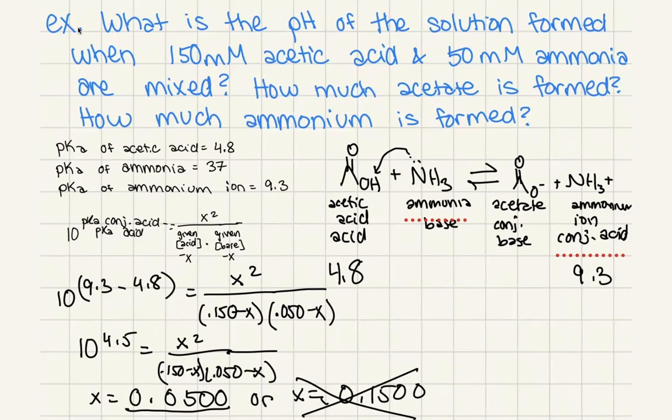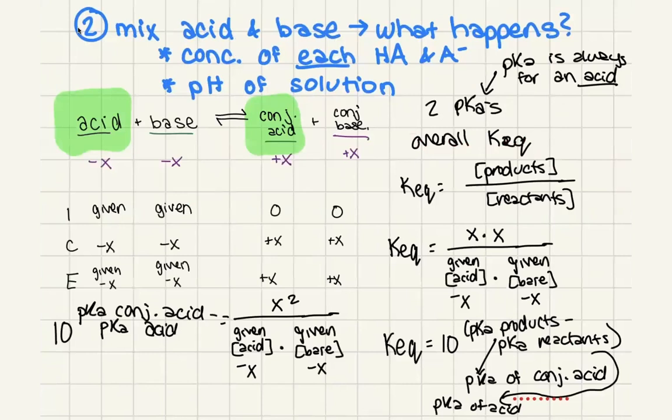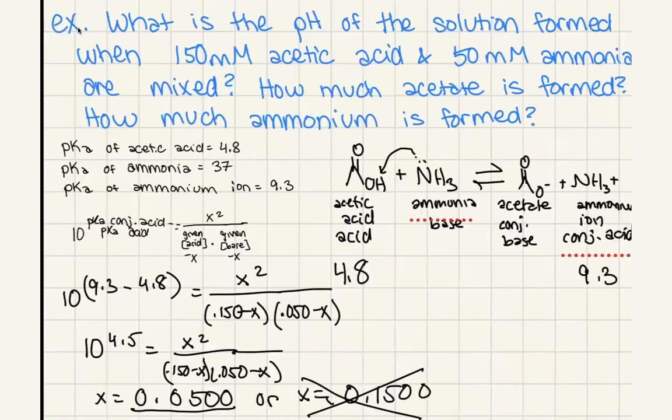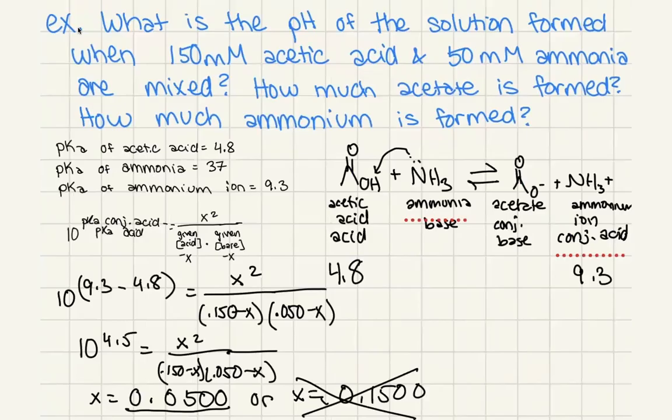And so this 0.050 is not just our ammonium ion concentration, but it's also the concentration of our acetate. Because remember when we had our ICE table, x was equal to both the concentration of that conjugate acid and the conjugate base, because the acid and the base were reacting together. And then we also need to remember our units. So this is going to be molar.